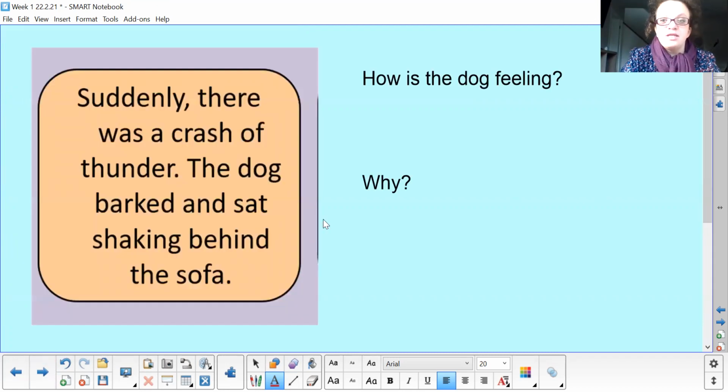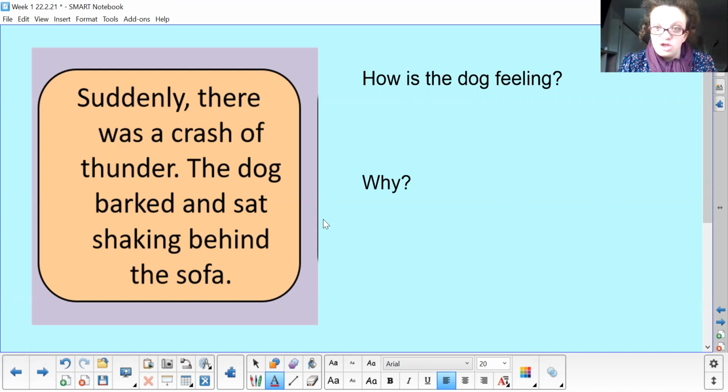Right. So let's have a little practice with another little bit of text. So suddenly there was a crash of thunder. The dog barked and sat behind the sofa. So does everyone know what thunder is? In the sky, it's when there's a storm, it's a loud rumble, a loud noise, a loud sound. So there was a crash of thunder. The dog barked and sat shaking behind the sofa.